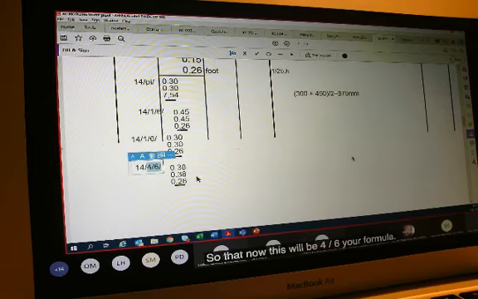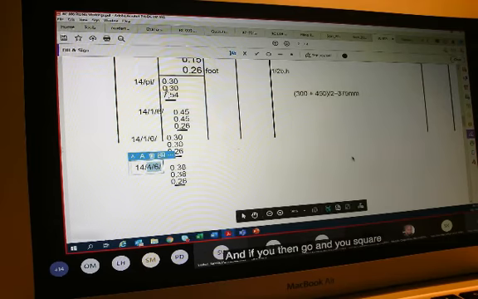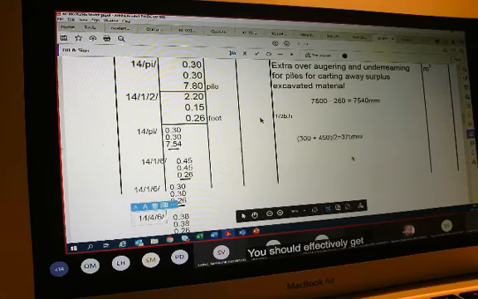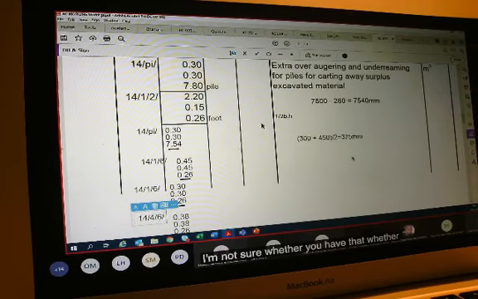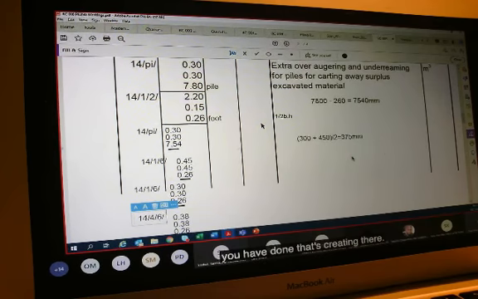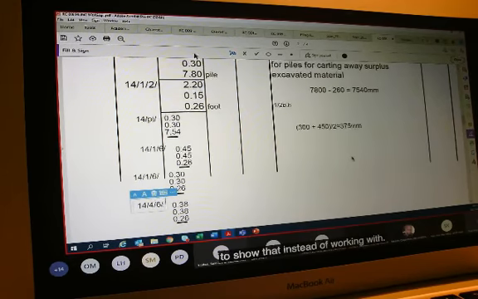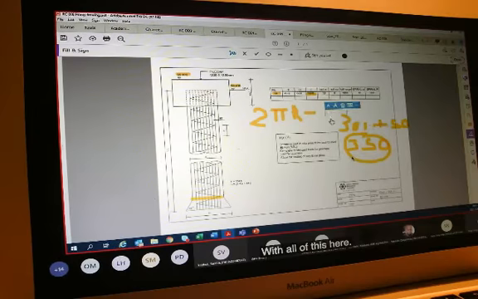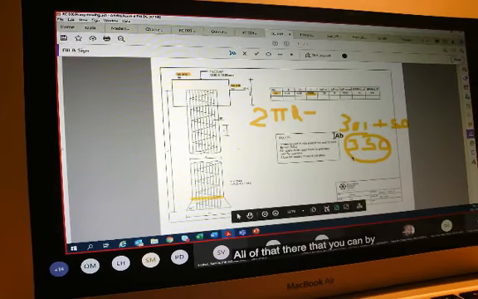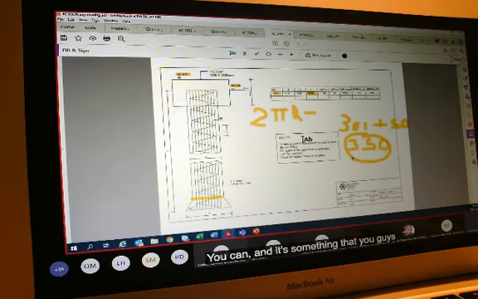And here I would have 14 times 4. This is now divided by 6 again, guys. That is very important. So now this will be 4 divided by 6, your formula. And if you then go and square all of this, you should effectively get the volume over there. I'm not sure whether you have done that squaring there, and whether you received that.